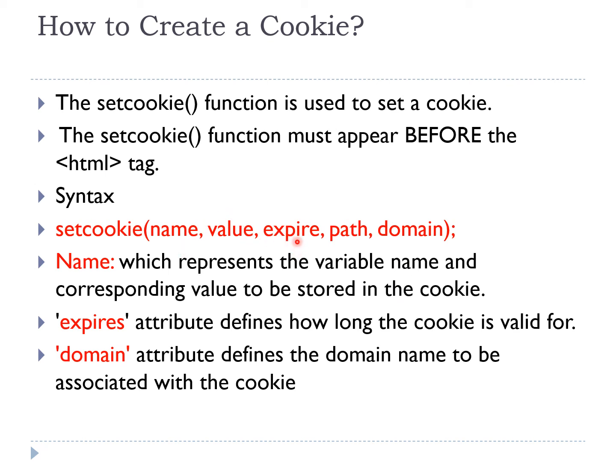Then the third argument is the expire attribute. It defines how long the cookie is valid for. Then the path and domain are associated with the URL, the domain name with which the corresponding cookie is associated. So this is about the setcookie function. Using the setcookie function, we can create cookies.